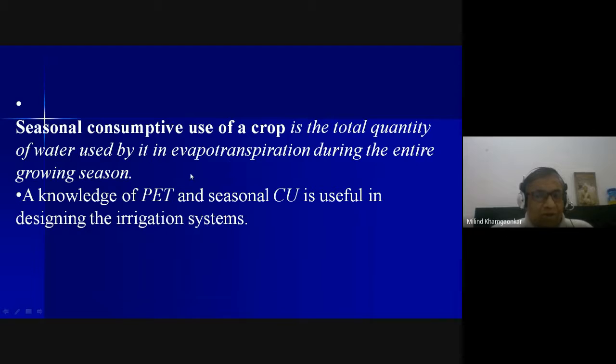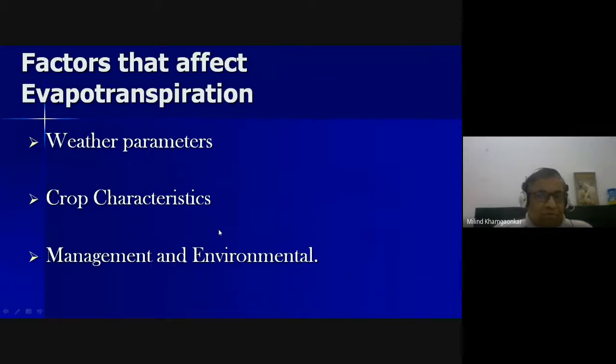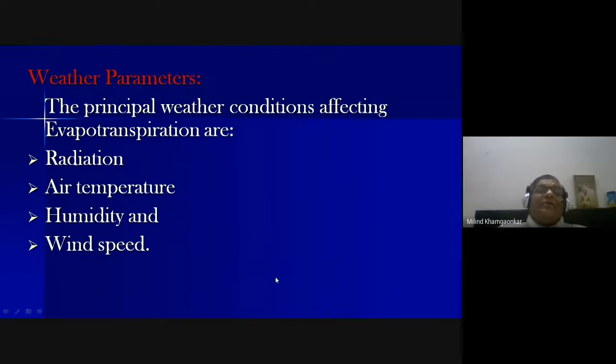So knowledge of PET and seasonal consumptive use is useful in designing the irrigation systems. मैंने आपको पहले ही बोला था, irrigation system design करने के लिए ये बहुत काम की चीज है. अभी सिर्फ इतना हम ध्यान में रखते हैं. Factors that affect the evapotranspiration. Again, the factors which affect the evaporation and transpiration will affect the evapotranspiration. They are the weather parameters, crop characteristics, management and environment. एक-एक करके हम fast में देखते जाते हैं.